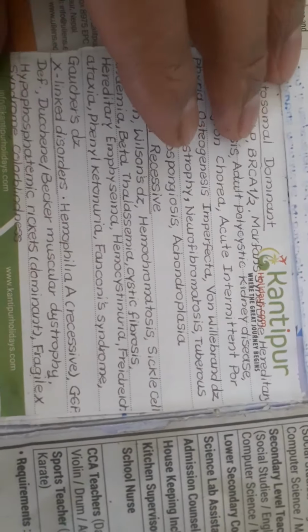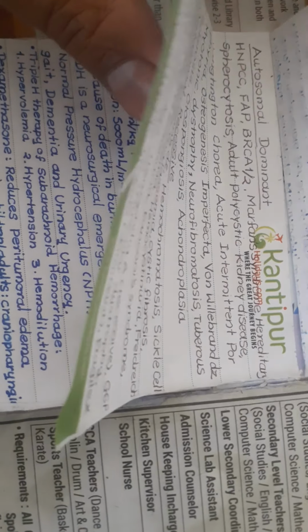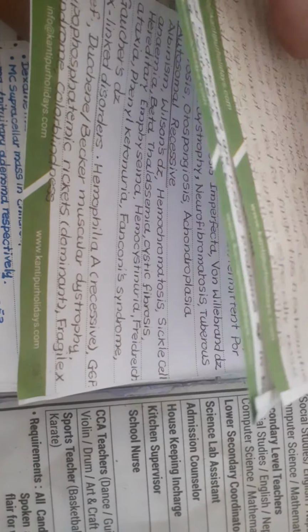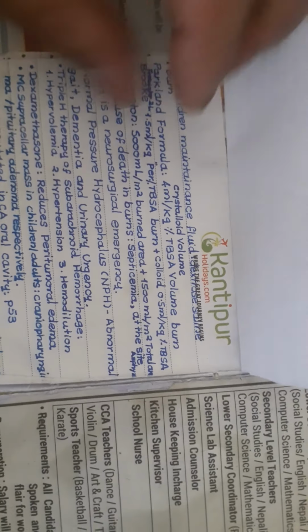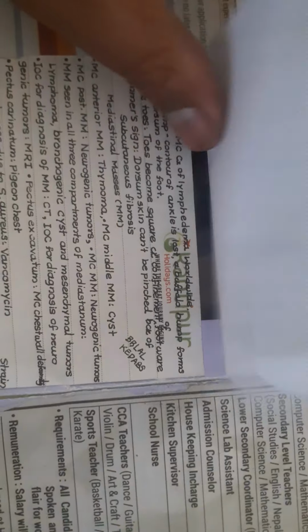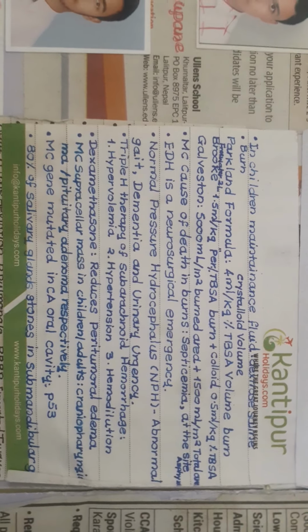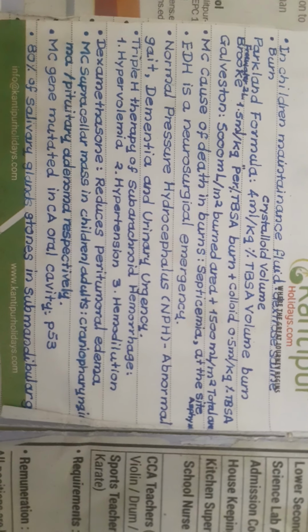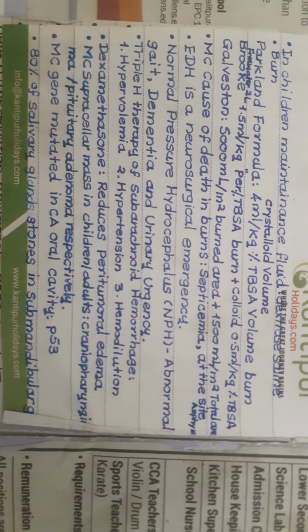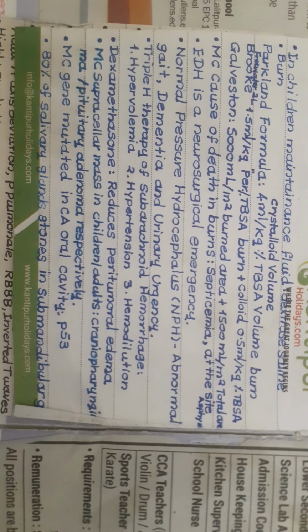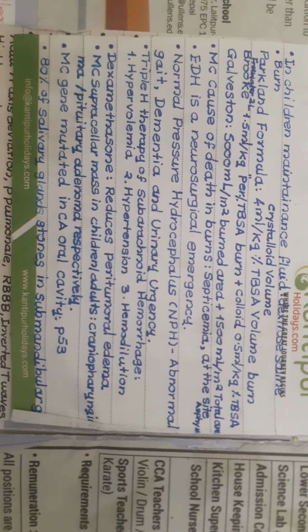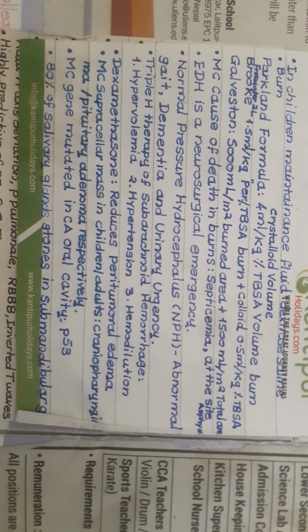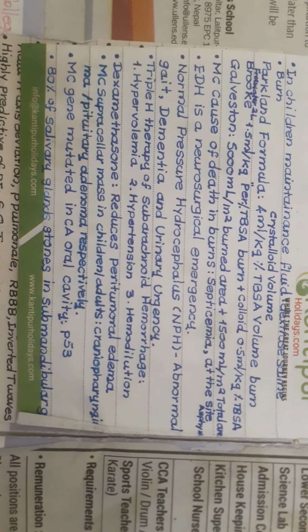We're going to go for page number 15. Half is going to be done. In children, maintenance fluid: dextrose. Burn: Parkland formula, 4 ml per kg per percent TBSA volume.